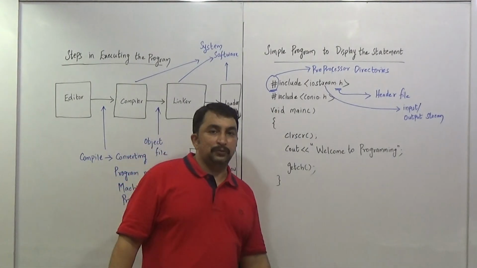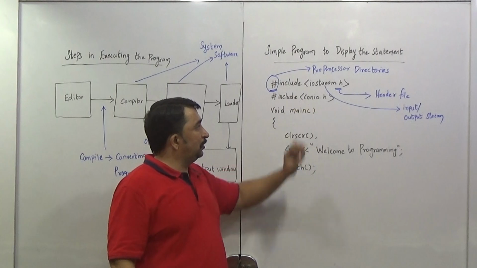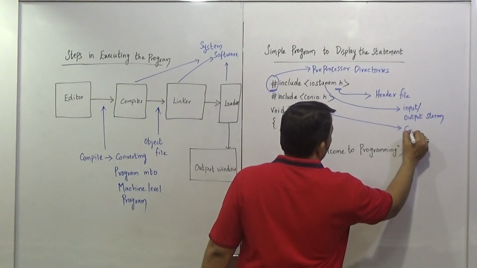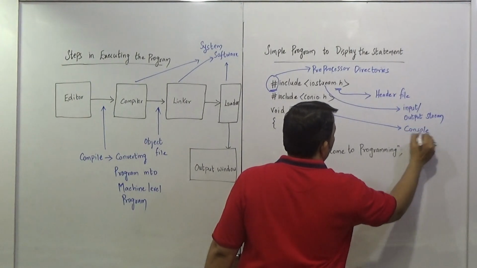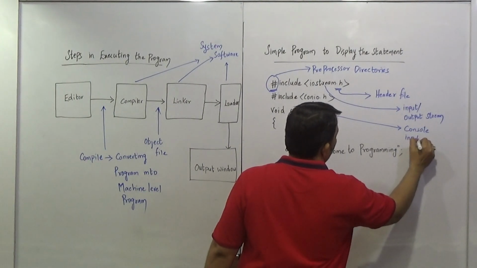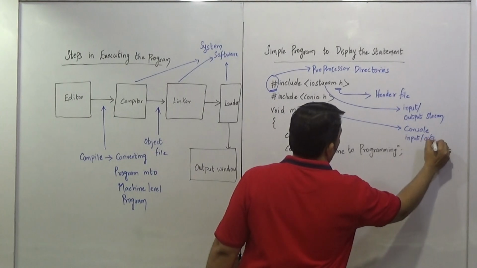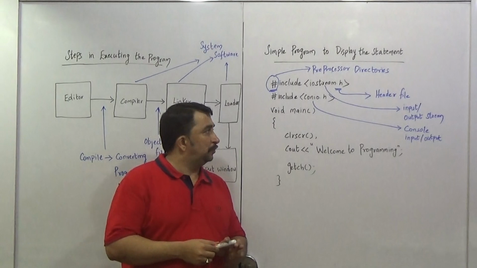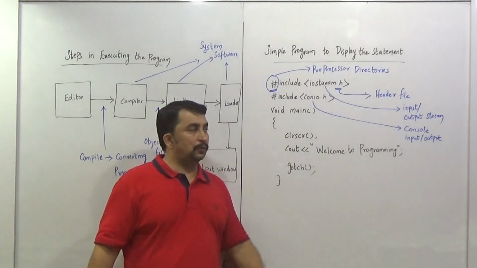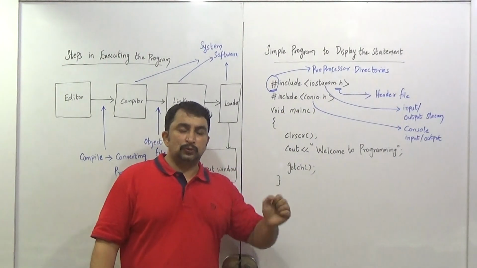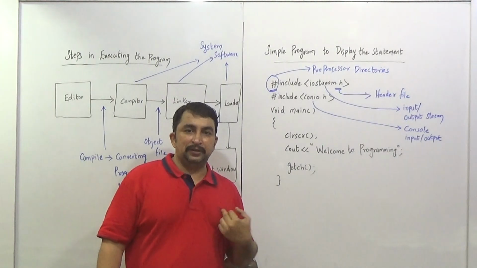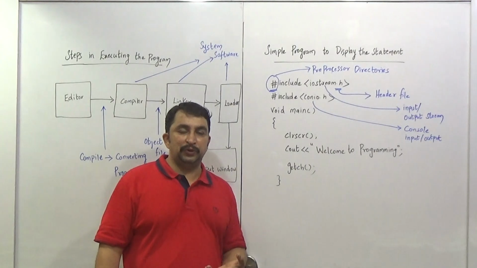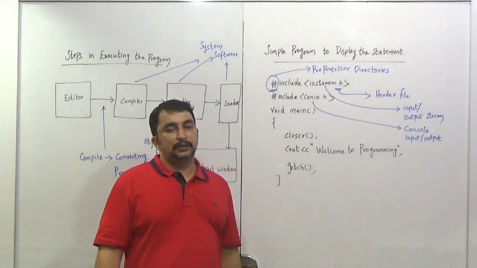Now, next line, #include conio.h. Conio means console input and output, right? Console is nothing but the monitor. So through the monitor, whatever values you are taking as input to the program and giving to the output window, that is all defined in these header files.